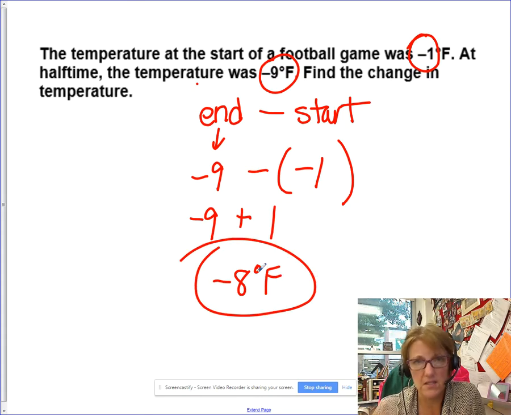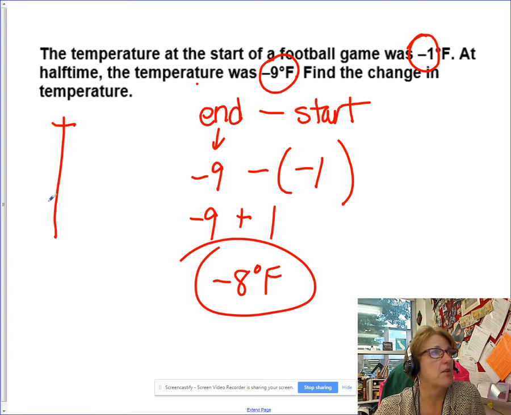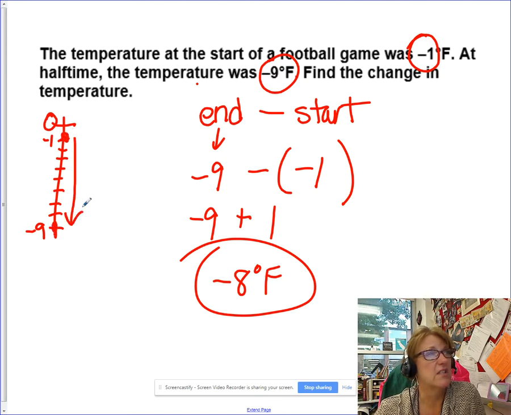Now, does that make sense? I want you to think about this. If I look at a thermometer this way, here's 0, then here comes -1, here's -9. I started here, and then I ended up here. You can clearly see you dropped 8 more degrees. That's why we get a -8 degrees.